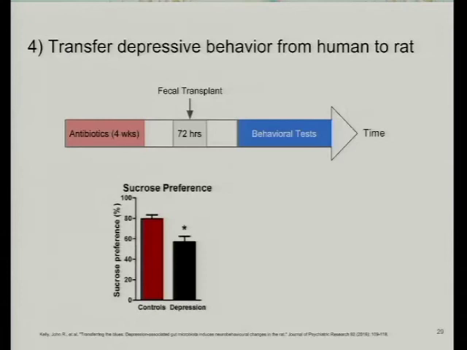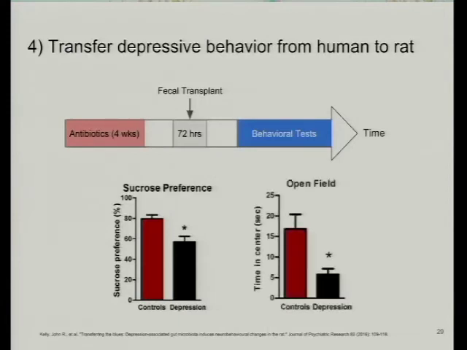One test of depression in animal models is to see their preference for sucrose. When both of them, the control mice and the fecally transplanted mice, were subjected to this sucrose preference test, the depressive mice now preferred the sucrose less than their control counterparts. So suggesting that there is a transfer of this depressive phenotype to not like certain things anymore, similar to maybe in a human.